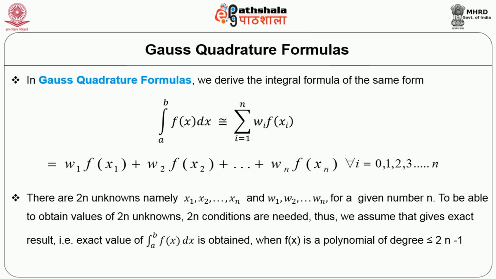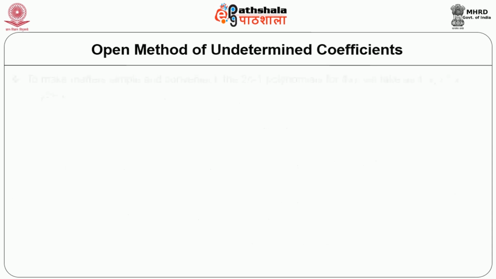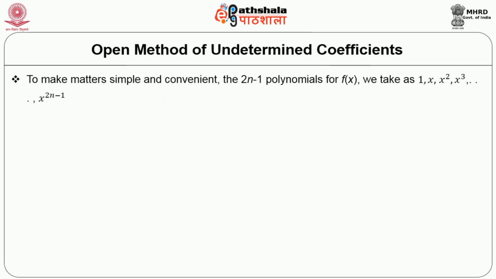Let us take the simplest case, when n is equal to 1. Now for simplicity, instead of taking f(x) to be a general polynomial of degree 1, 2, 3, and so on, we will assume, for our convenience of calculation, that these formulas give us the correct result when the function is 1, x, x square, x cube, so on up to x raised to 2n minus 1.